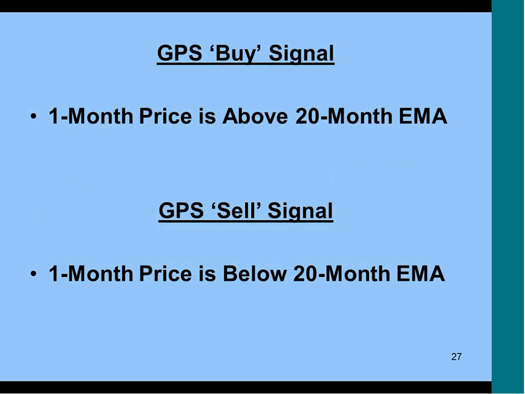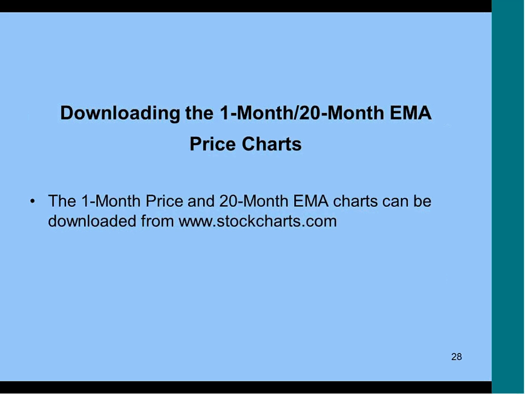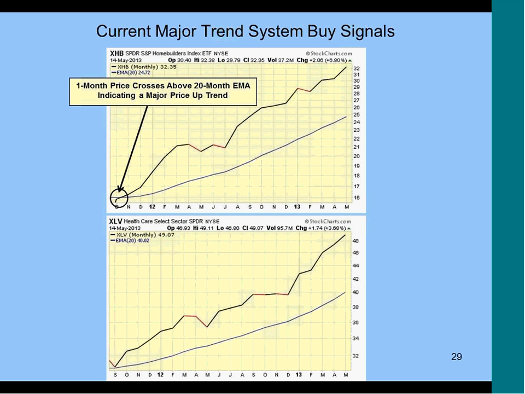Again, the market will be on a buy signal if the 1-month price is above the 20-month EMA, and the market's on a sell signal if the 1-month price is below the 20-month EMA. And we can download the 1-month and 20-month EMA prices from stockcharts.com. So let's take a look at some current examples of the major trend. And you can see it only takes a few seconds to download these charts.